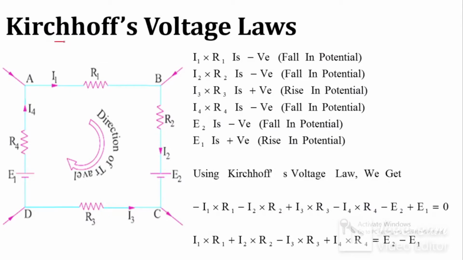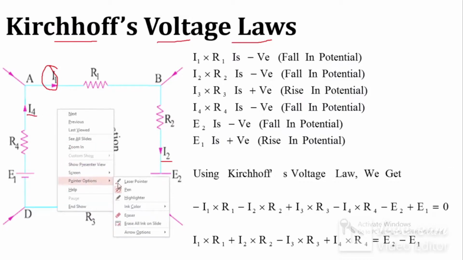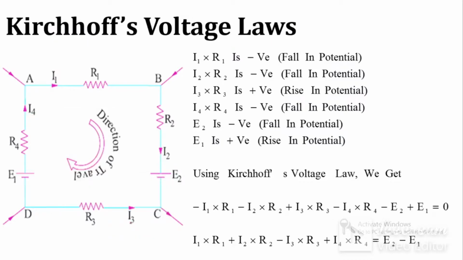Now consider this Kirchhoff's voltage law case. In this circuit, we are going to write down the Kirchhoff's voltage law equation. So now this is the individual current I1, I2, I3 and I4. So now let's mark out our plus and minus sign.